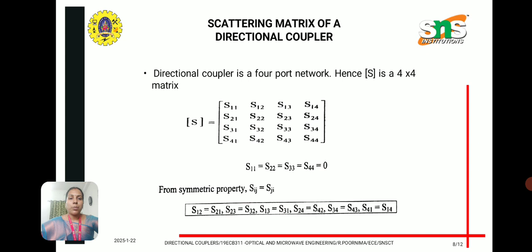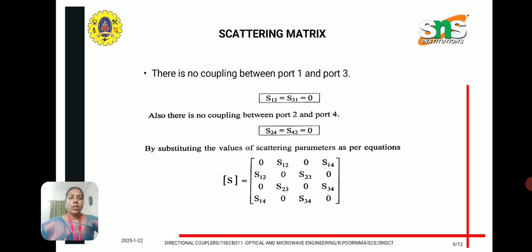Next is the symmetric property. We can write the reciprocal property where Sij equals Sji. So S12 and S21 are equal, S23 and S32 are equal, and S13 and S31 are equal. Similarly we can write the other symmetric elements. Next we derive the S parameter values using the above properties. There is no coupling between port 1 and port 3, so these two elements, S13 and S31, are 0. Similarly there is no coupling between port 2 and port 4, so S24 and S42 become 0.